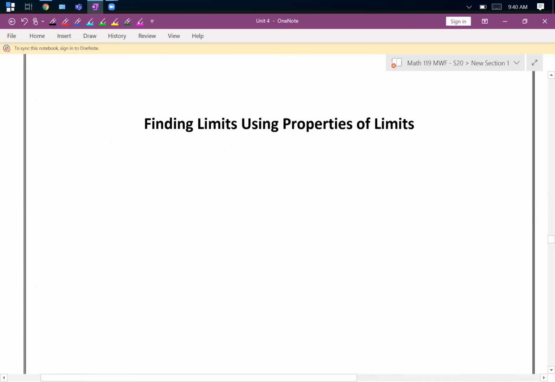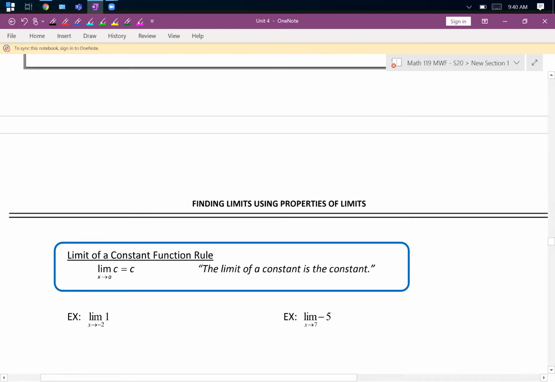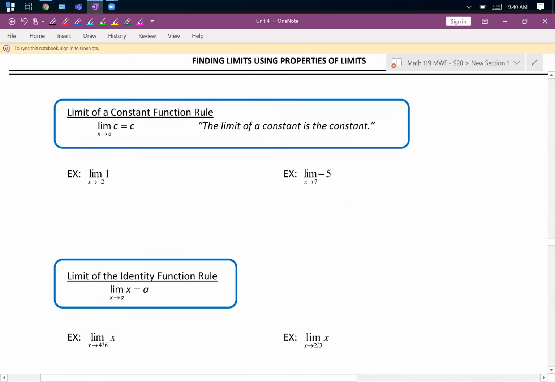The next thing that we're going to do is we're going to be finding limits using properties of limits. So any of you who have any background in calculus and know all the tricks, well, we're not using the tricks in here. We're going to be doing everything by definition, no shortcuts. Those are reserved for calculus. Okay, so let's just talk about all these rules that we have.